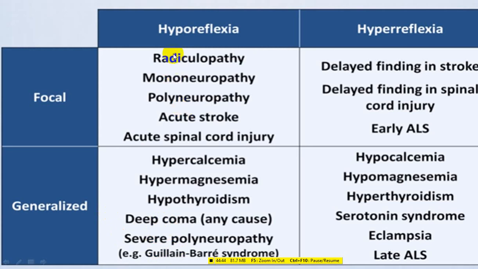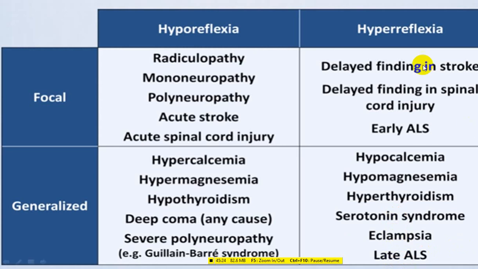Hyperreflexia at the level of damage occurs because of early stage of amyotrophic lateral sclerosis, or as a delayed finding in spinal cord injury below the level of damage, and in a case of hemiplegia, as a delayed finding, you will have hyperreflexia because of increased tone in the muscle. But generalized hyperreflexia is classical in tetany, hypomagnesemia, thyrotoxicosis, serotonin syndrome, eclampsia, late stage of amyotrophic lateral sclerosis. These are some of the conditions you should keep in mind.